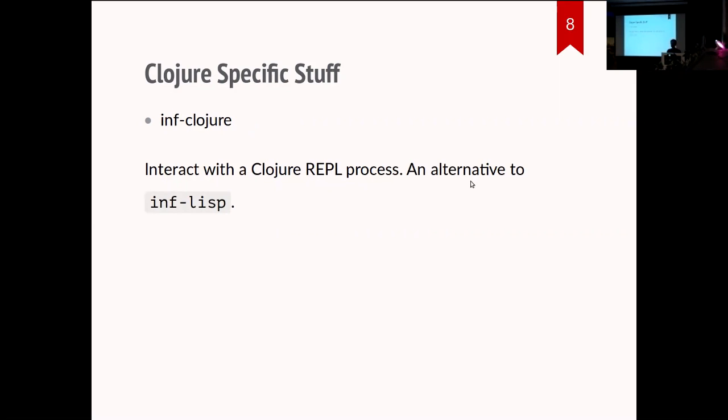Inferior Clojure is the alternative to inferior Lisp. So I said, okay, Emacs has this thing built in for dealing with a REPL. But someone was so helpful to make a derived version of that specifically for Clojure that has some Clojure-specific functionality of its own. I'll talk about that as well later.